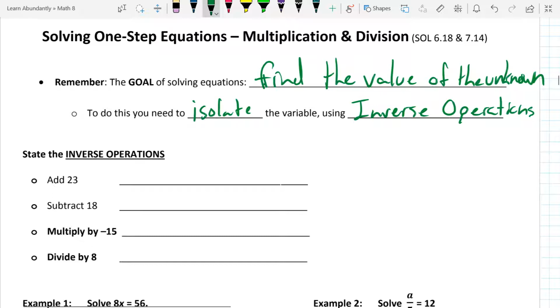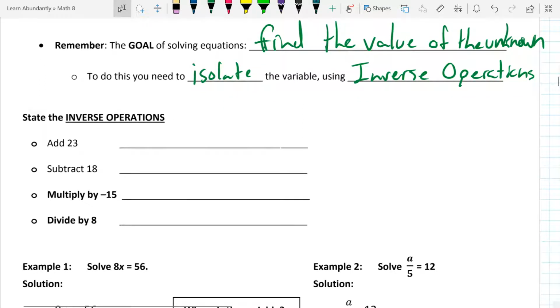As a reminder, we're going to state the inverse by doing whatever the opposite of what's happening. So instead of adding 23, we're going to subtract 23. Instead of subtracting 18, we're going to add 18. Instead of multiplying by negative 15, we're going to divide by negative 15. And instead of dividing by 8, we're going to multiply by 8.